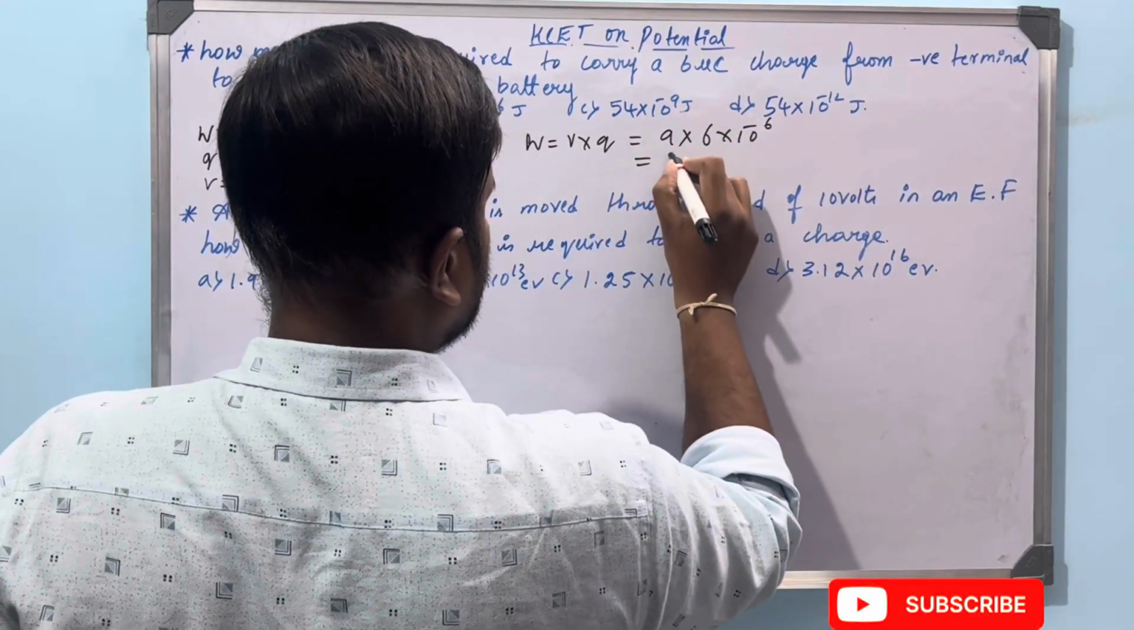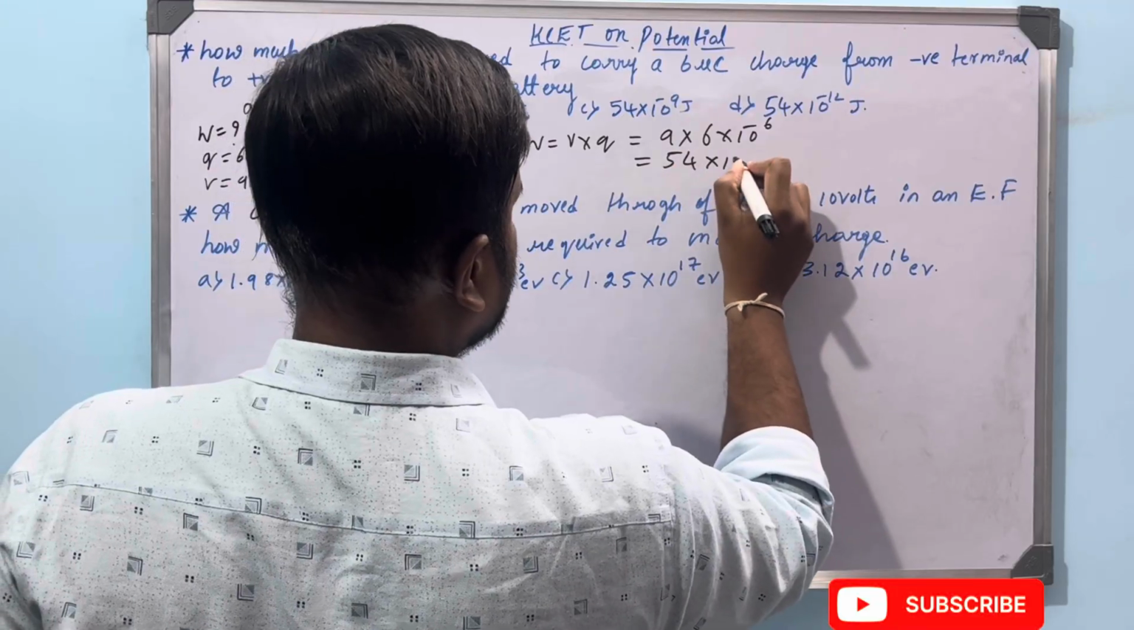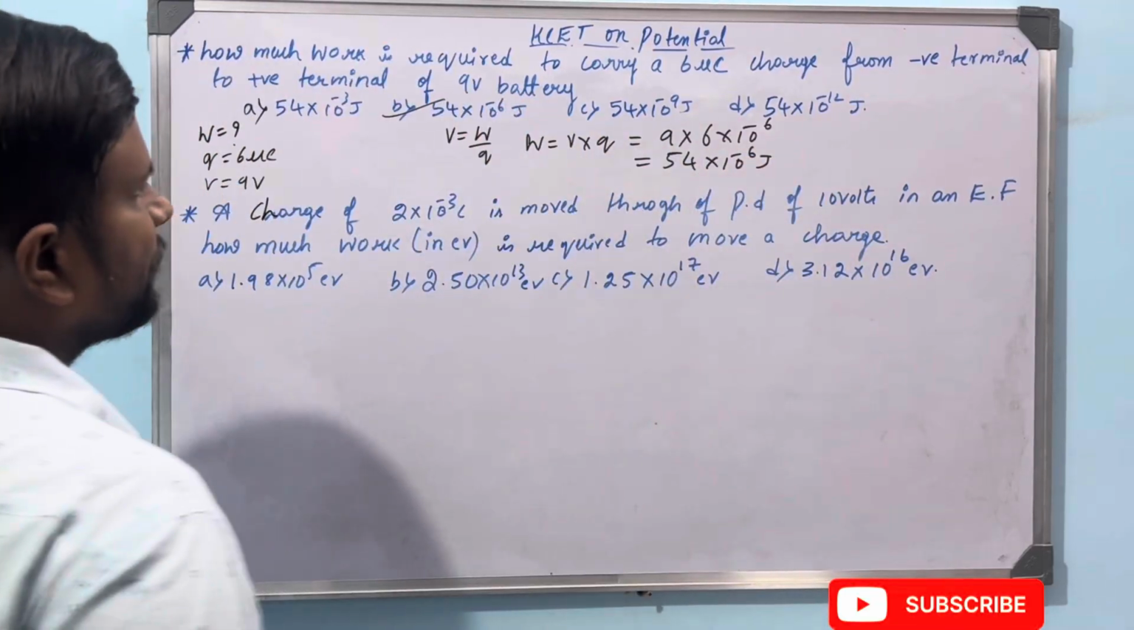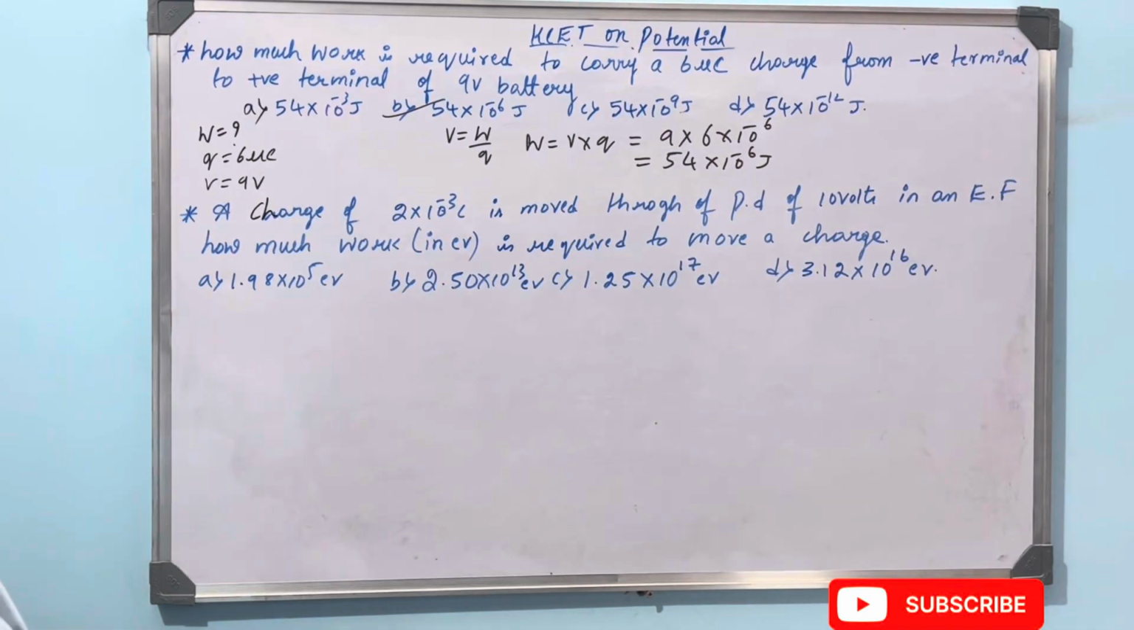Okay, here 6 nines are 54, so 54 into 10 to the power of minus 6 joule. So this is the answer. This is a very simple question only.